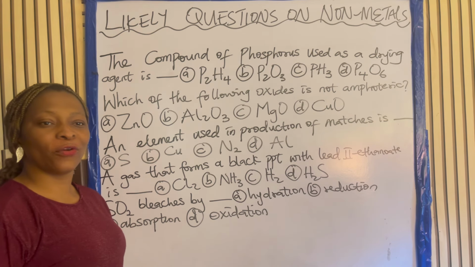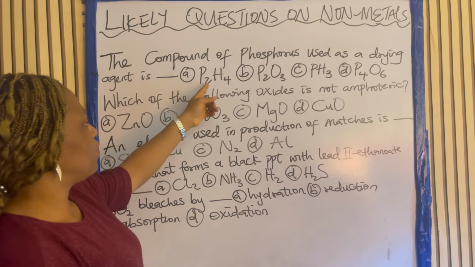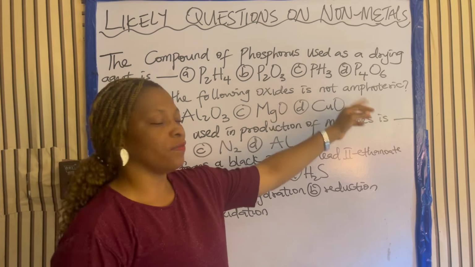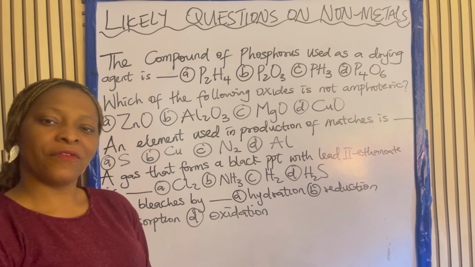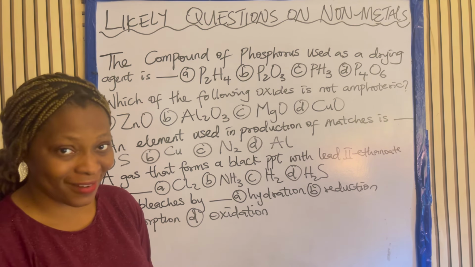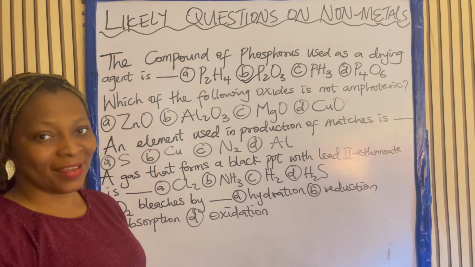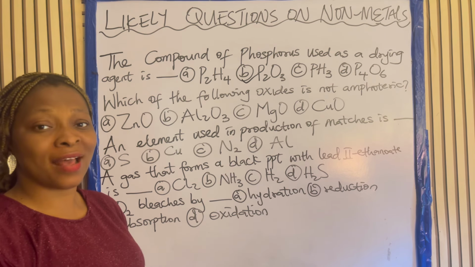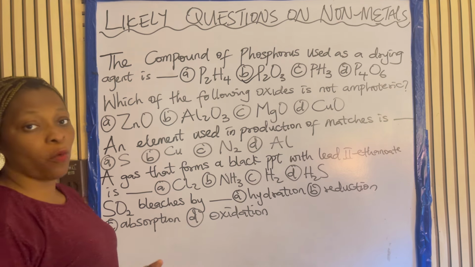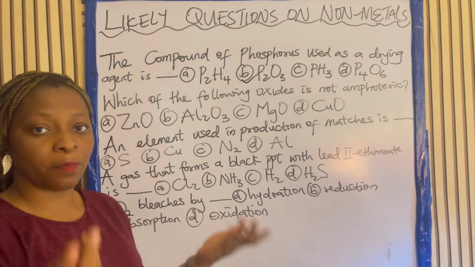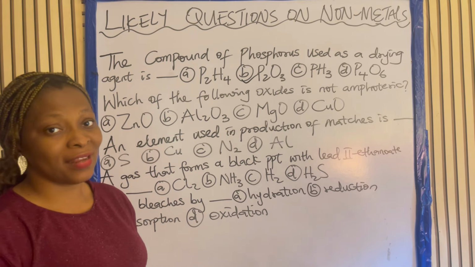Compound of phosphorus used as a drying agent is what? What compound of phosphorus is used as a drying agent? Have you heard of what we call phosphorus 5 oxide? That is this. It is used as a drying agent. Phosphorus 5 oxide is used as a drying agent, and it is deliquescent. Remember what deliquescents are? Substances which, when exposed to the atmosphere, will do what? Absorb water and dissolve in it.